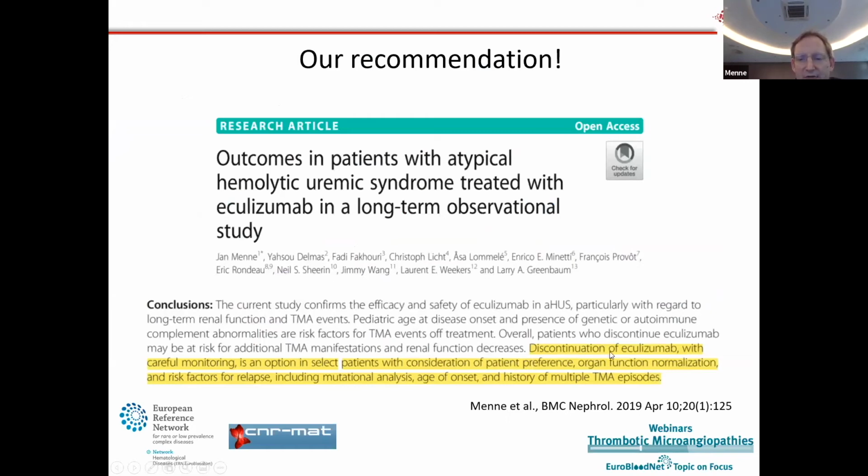Discontinuation of eculizumab, and this is in the abstract, with careful monitoring is an option in select patients with consideration of patient preference, organ function normalization, and risk factors for relapse, including mutational analysis, age of onset, and history of multiple TMAs. So this was our recommendation, and I think this recommendation is still true.